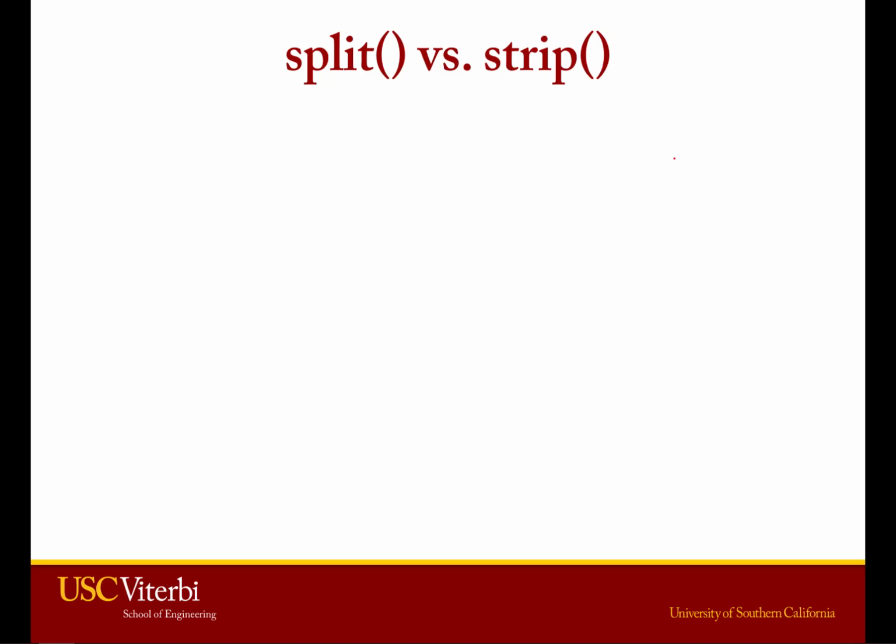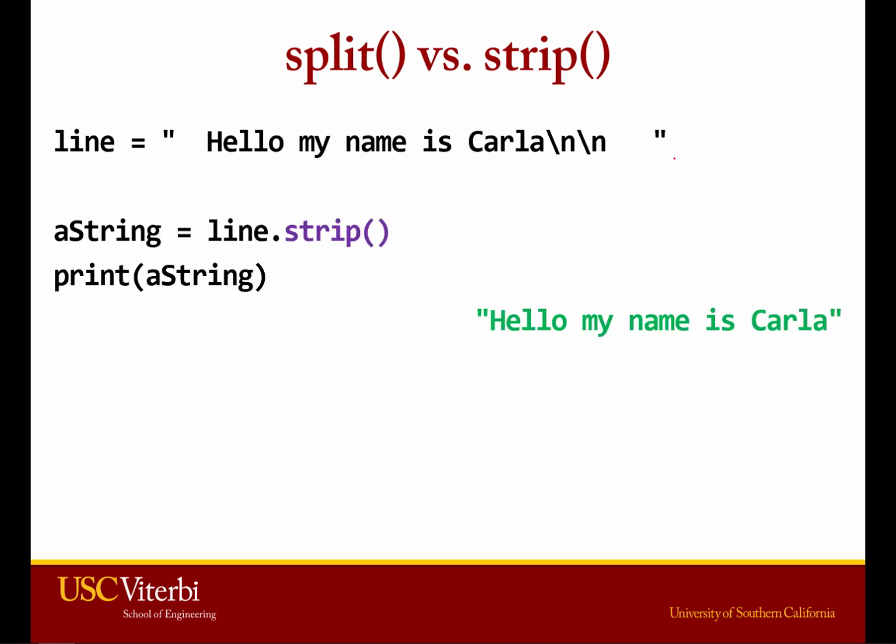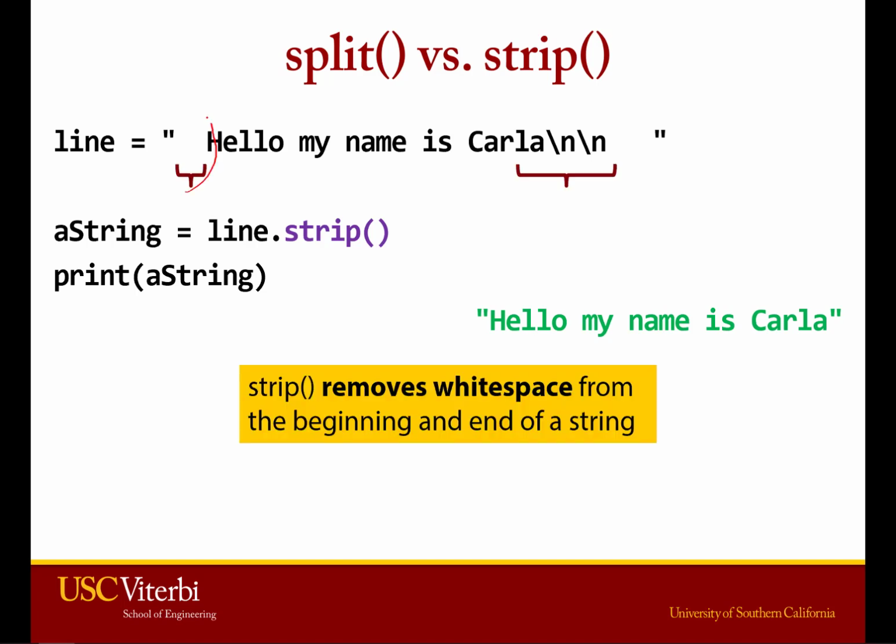Now, last comment to make here is it can be a little bit confusing between split and strip. So, look at an example. If you have a string that says space, space, hello, my name is Carla, new line, space, space. If you say line.strip and then print out the result, you can see it removes all of the white space at the beginning and all of the white space at the end. It just completely removes it and throws it away. So strip removes the white space from the beginning and the end of a string.